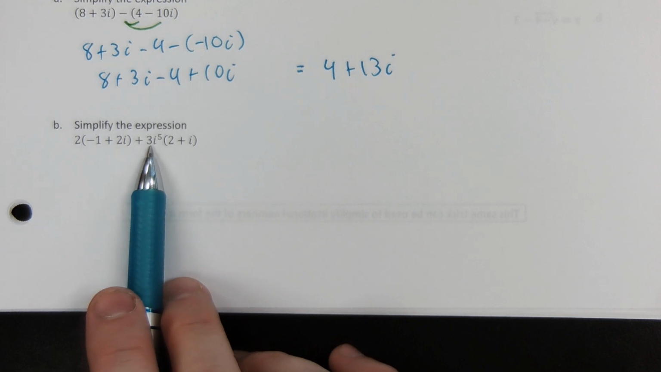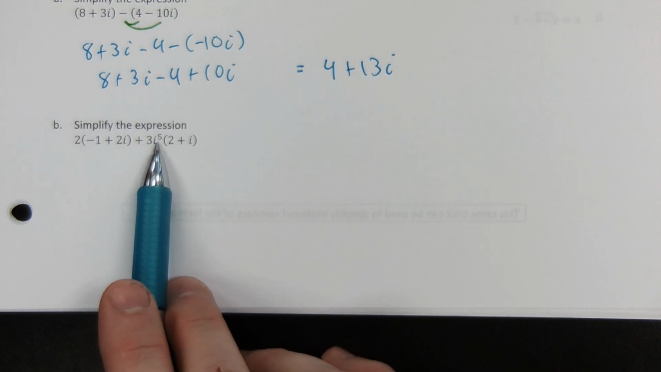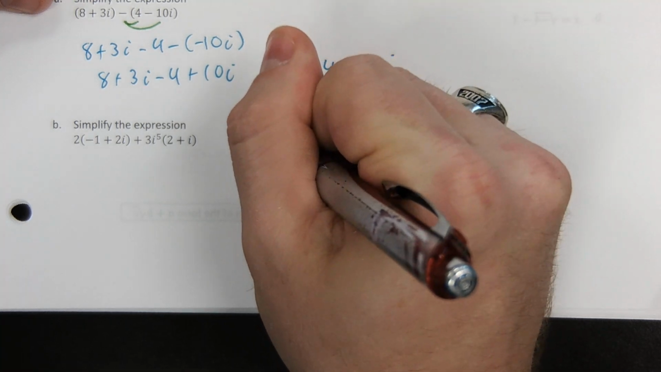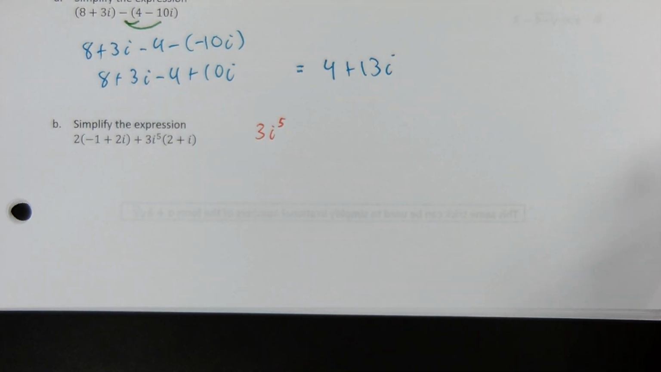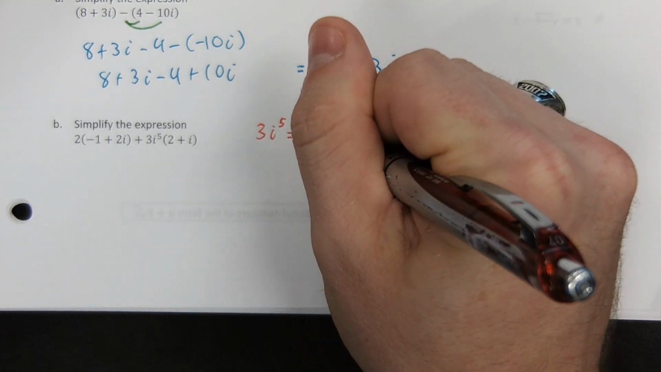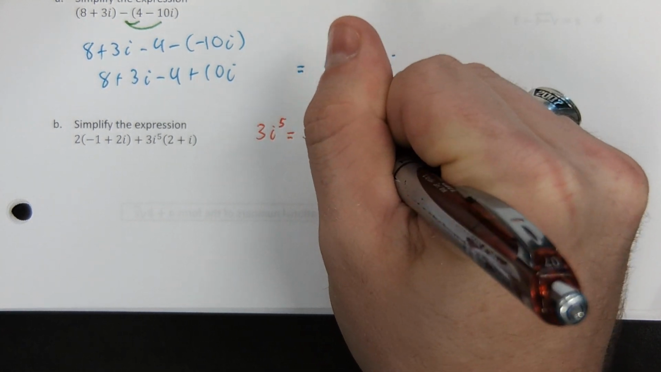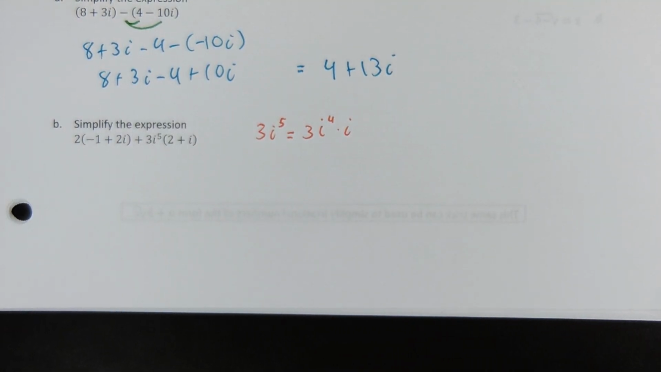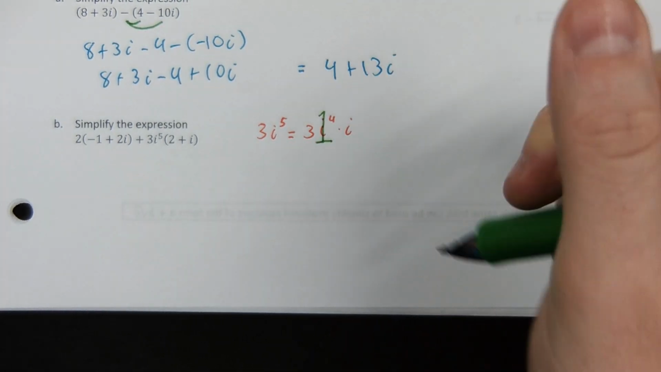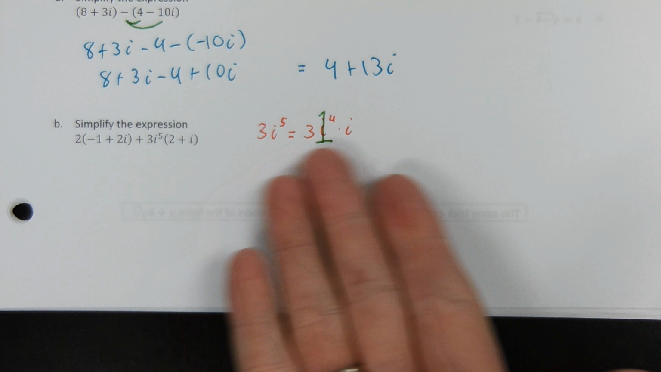I strongly suggest that you reduce this power of i before you distribute. 3i to the fifth. Remember, 5 is not a multiple of 4. You want the powers to be multiples of 4 with leftovers. Say i to the 5th is actually i to the 4th times i, because i to the 4th equals 1. This is actually just 3i.